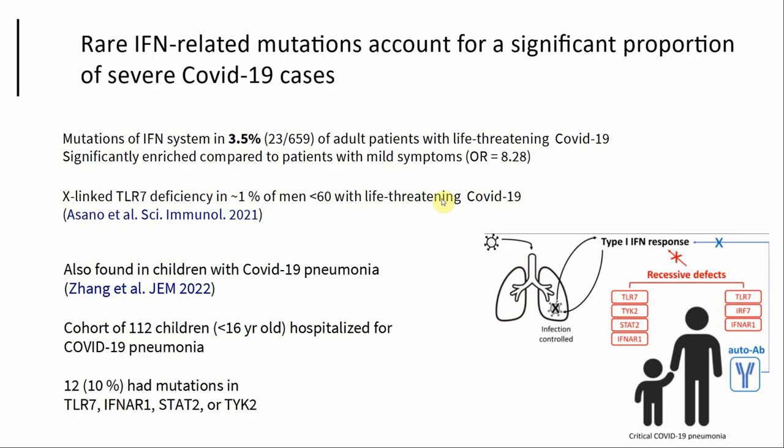And you also find the same kind of pattern in children with COVID-19 pneumonia. As you probably remember, generally children have a mild form of COVID-19, but there are some children who have a very, very severe infection. And about 10% of the children in this cohort had mutations somewhere in the type 1 interferon system. Okay, so this is the underlying susceptibility that this subpopulation had.